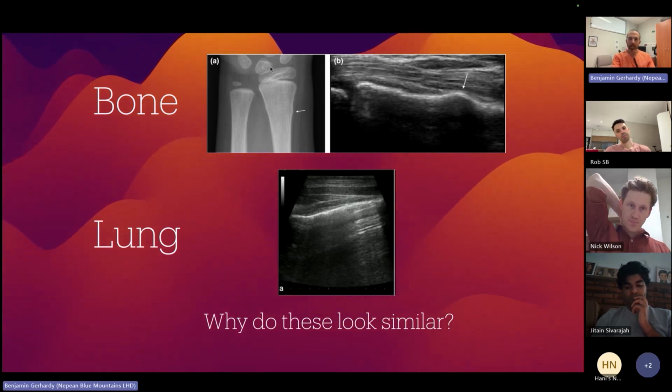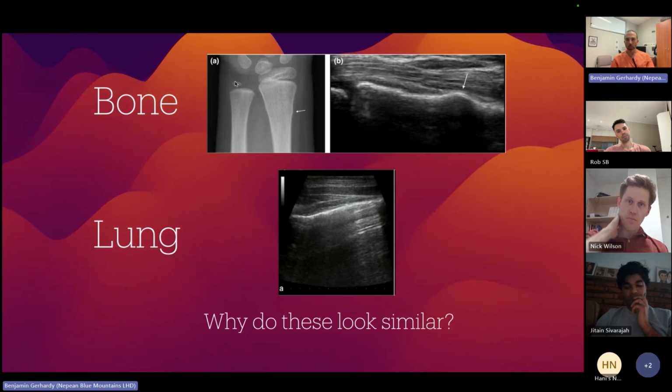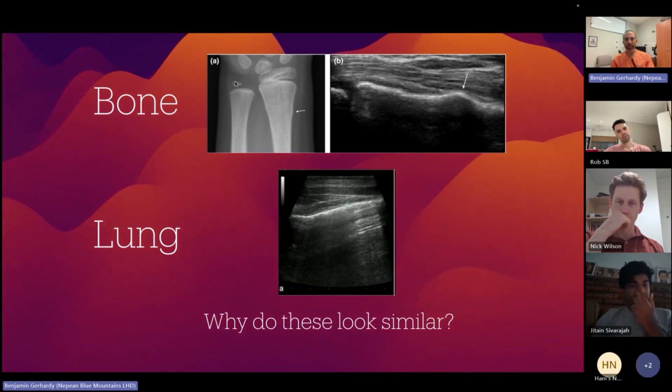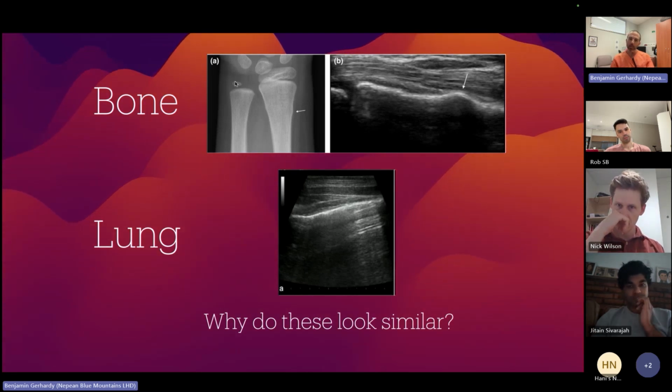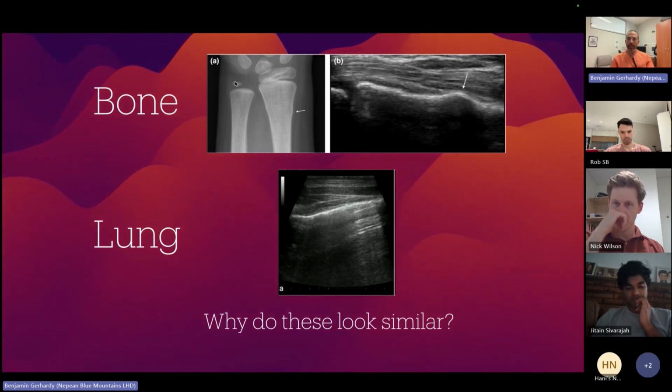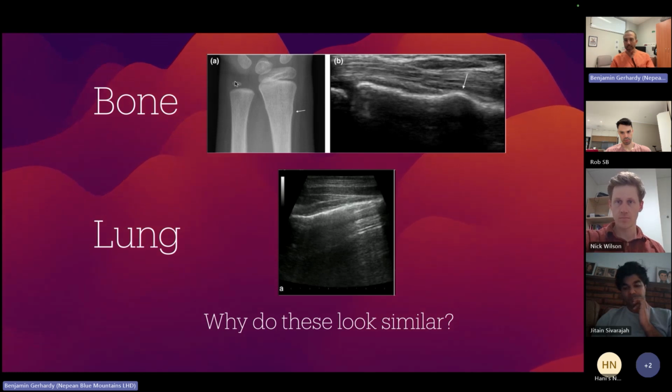So you have, I don't think I have a cursor. On the top there, we've got some cortical bone. That's actually a fracture, according to the website I stole it from. We have that really bright white line, which is that cortical bone. And then we have a really bright white pleural line. And if you keep ultrasound machine settings relatively similar, they can look really similar despite them being really different tissues.